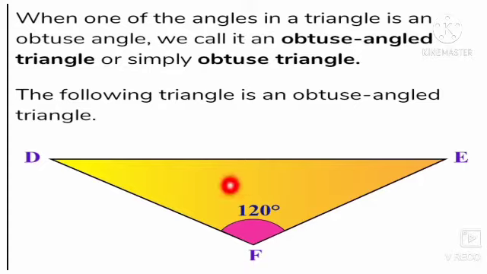When one of the angles in a triangle is an obtuse angle, that is greater than 90 degrees, we call it an obtuse angle triangle or simply obtuse triangle. The following triangle is an obtuse angle triangle because the angle F is greater than 90 degrees.